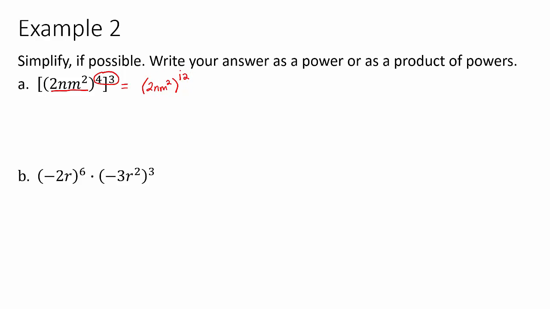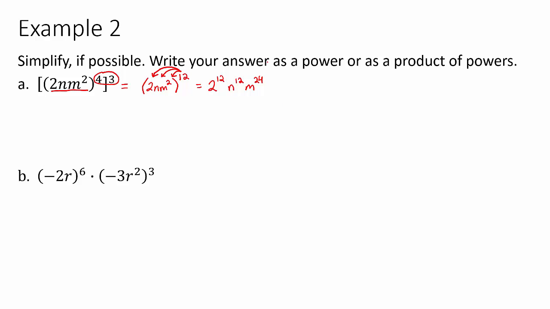Now what I want to do is move the 12 so that everything inside the parentheses gets the 12th power. Now, one thing that we have a habit of forgetting is that even the number needs the exponent. So it gets 2 to the 12th, and then we get n to the 12th, and then this m squared already has an exponent, so we'll have to multiply 2 times 12 and get m to the 24th.